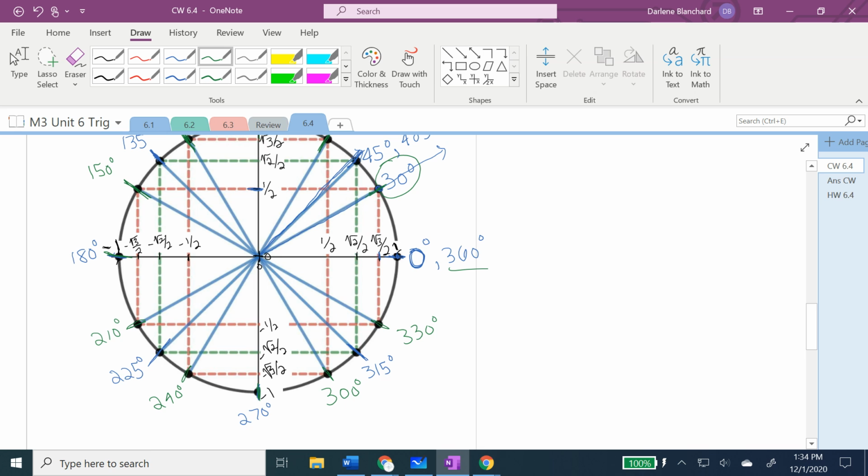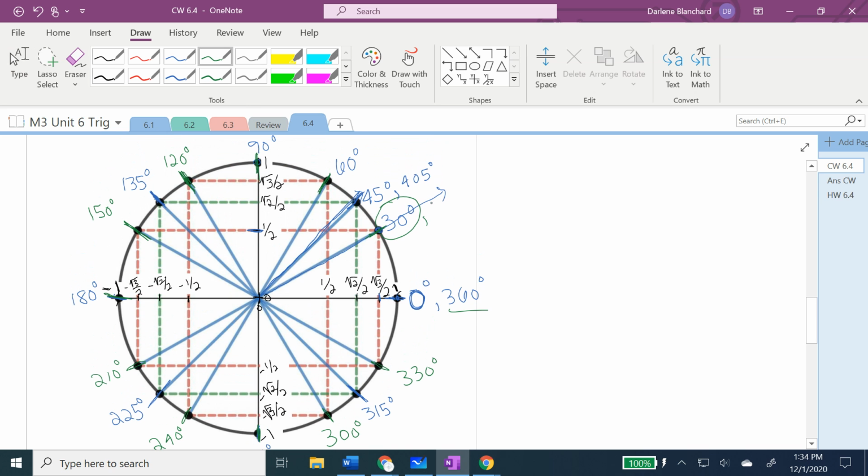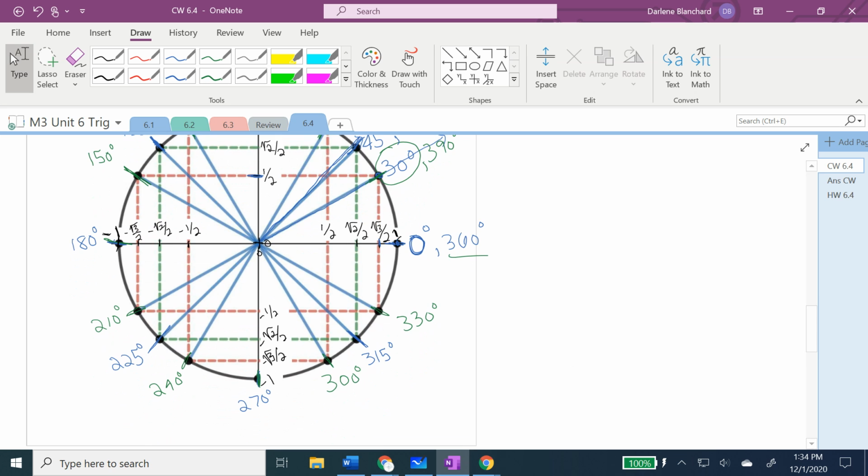And I can keep going around if I want, and say plus another 30 takes me to 390 degrees. And I could keep going and going and going. In the same way, I could go the negative direction. If I go the negative direction, then this is negative 30 degrees. This is negative 45 degrees. This is negative 60 degrees, negative 90 degrees, and I can just keep going backward and get all my negative angles.